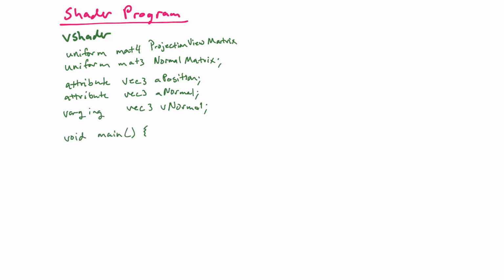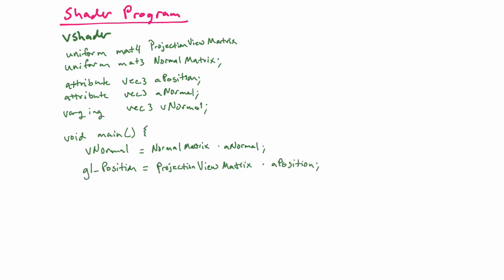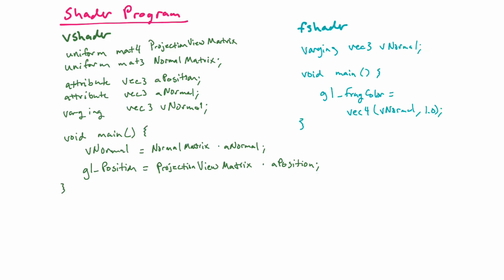And then we're going to write our main function, which is going to do two things. First, we multiply the normal matrix by the normal so we can send that to the fragment shader. And finally, we calculate the final position of this vertex using our projection view matrix times the A position. Now we're going to do a fragment shader, where we include the normal that we just passed in from the vertex shader, and then our main function. Because the frag color is a 4-component vector, all we're going to do is wrap the 3-component V normal with a vec4. Essentially, this will allow us to visualize the normals for a 3D model.